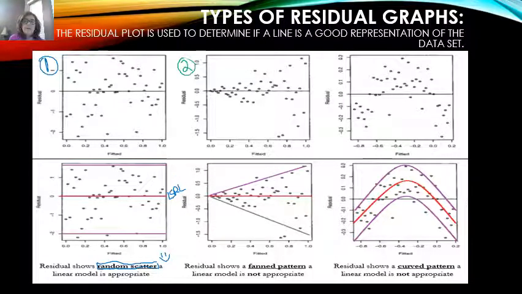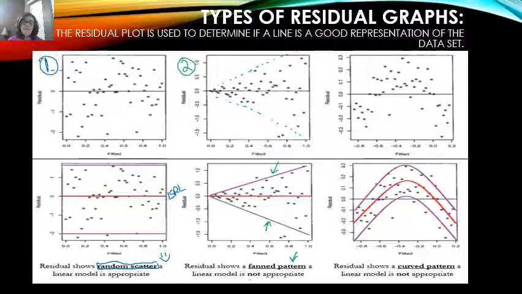For graph number 2, you can see that it has a pattern where it's fanning out, right? It's kind of like a cone. You can see that they've put the lines down here on this bottom graph in purple, just to show you how it fans out. So what this means is that it's forming some sort of a pattern. For this one, we say that the residual shows a fanned pattern.